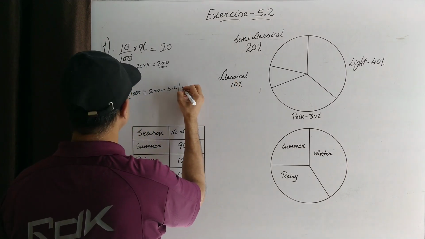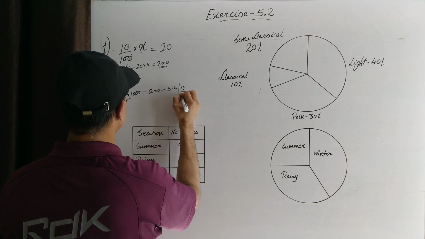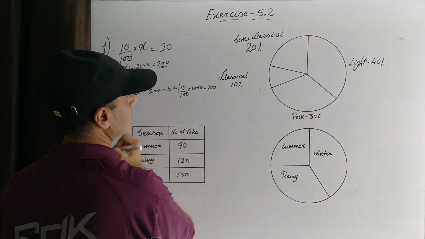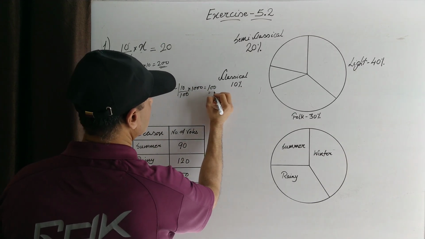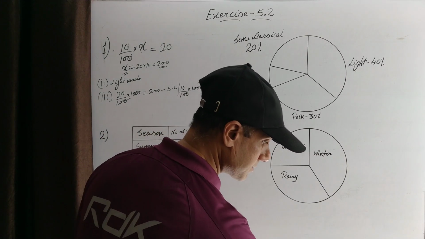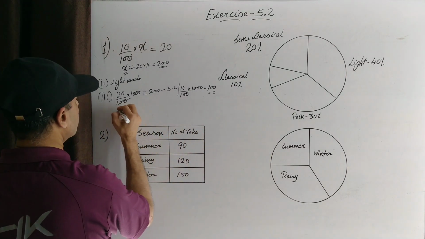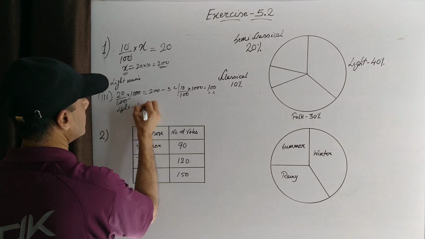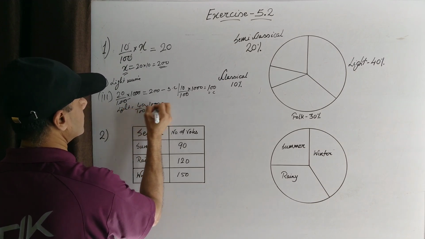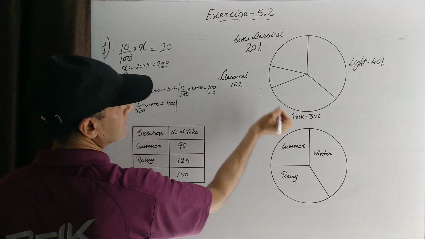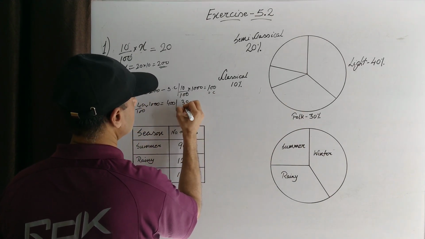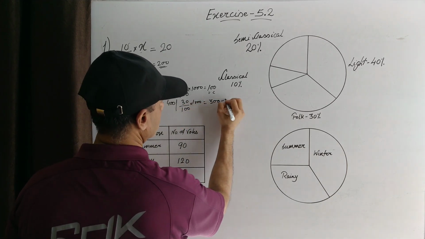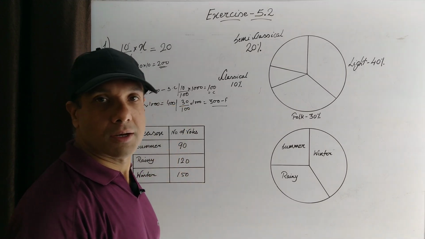Then classical 10% of 1000 is equal to 100. So this will be classical cassettes. Similarly, we'll get the value of light music as 40 by 100 into 1000, that is 400, and folk music will be 30 by 100 into 1000, that is 300. Clear?